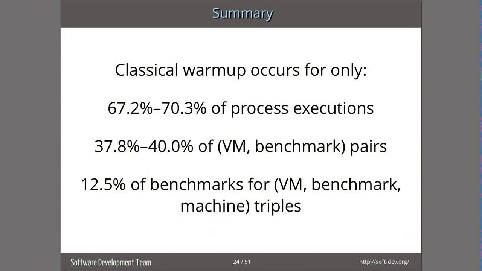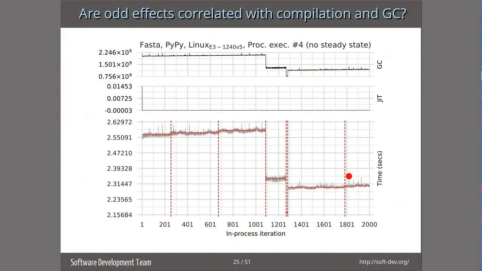So let me summarize that again. Across those two Linux machines, about 67-70% of process executions warm up, about 40% of VM benchmark pairs. And if you take across both machines, only 12.5% of VM benchmark machine triples. So warm up does not happen anywhere near as often as one would expect. So, are there any simple explanations?